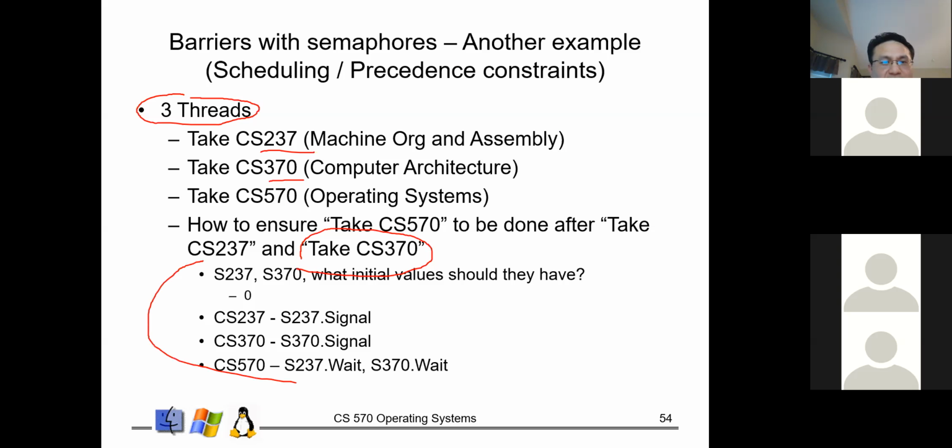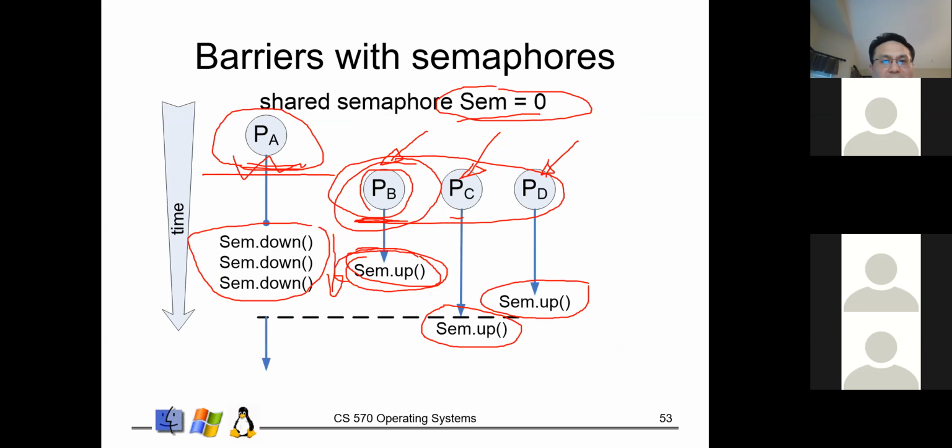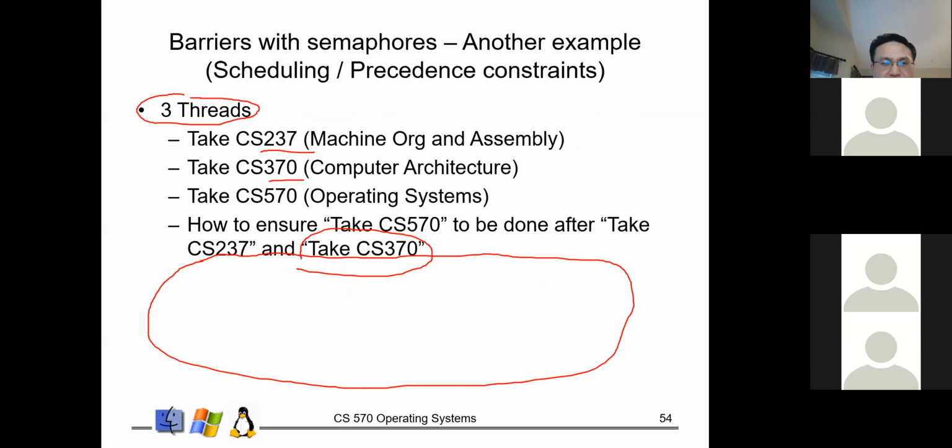Well, actually in this example I used 2 semaphores. Sorry, in the previous example, I had 1 semaphore to control this scheduling order. And in this example, the proposed solution is that you can set up 2 semaphores, one for 237, the other for 370. Both of them are initialized with a value 0.